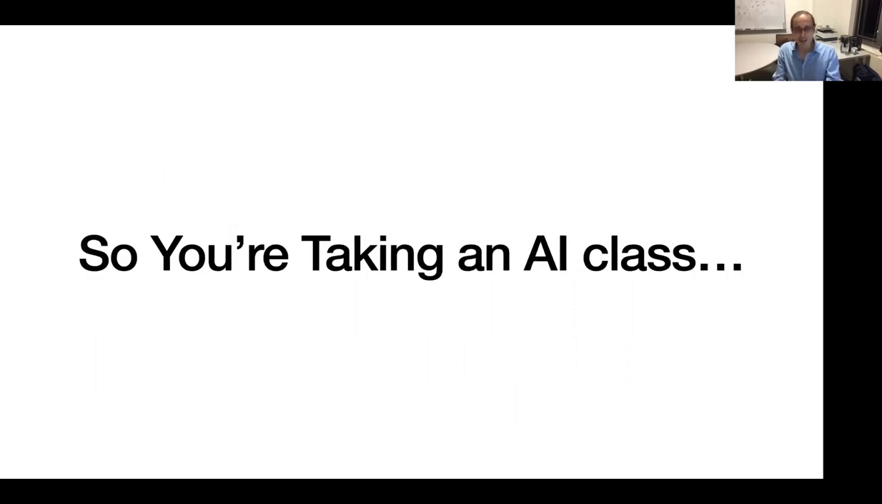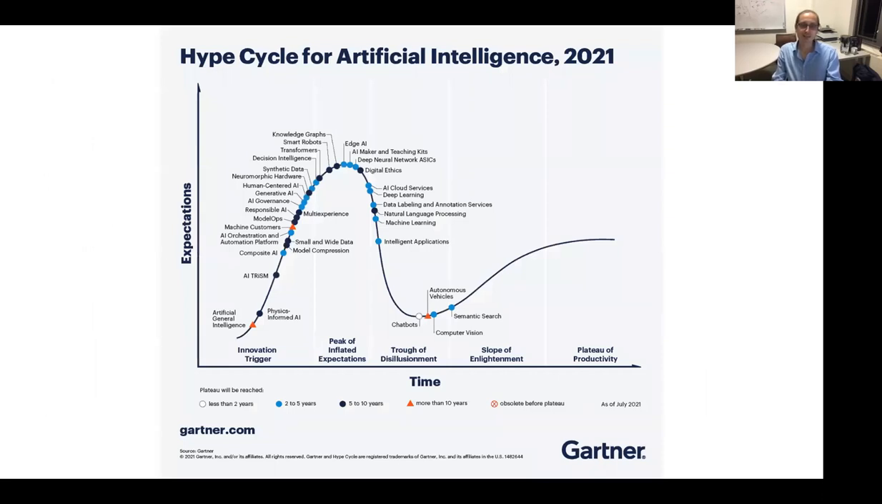So artificial intelligence, right? You're taking an AI class. Many times in the history of AI, there's been a hype cycle. When people first started talking about AI back in the 50s and 60s, there was really great enthusiasm, and a lot of research groups were doing work on logical reasoning and all kinds of methods. Then there was a disappointment period, a winter period in AI, that followed.